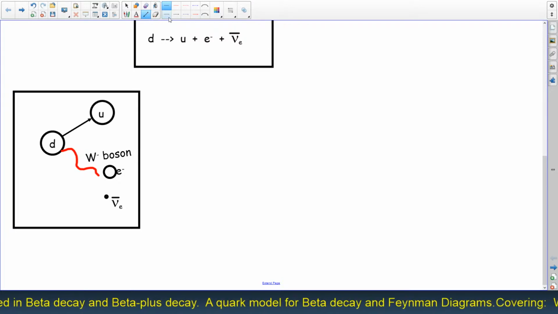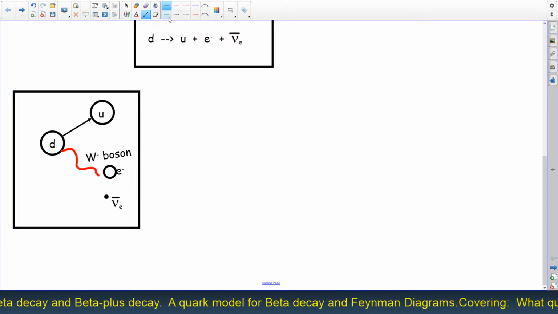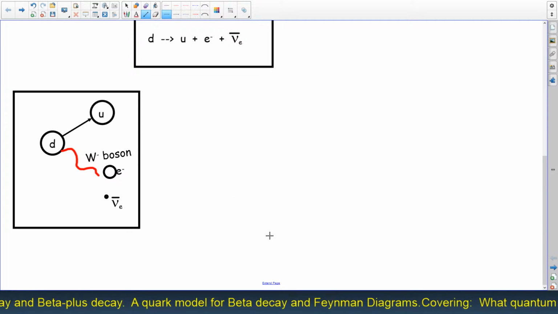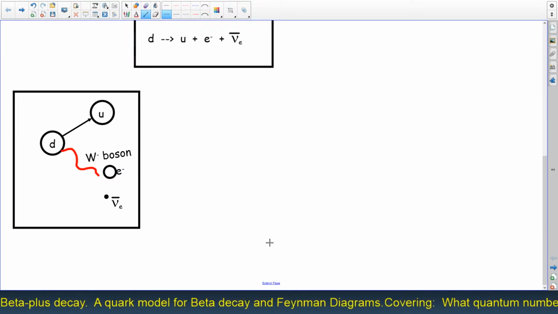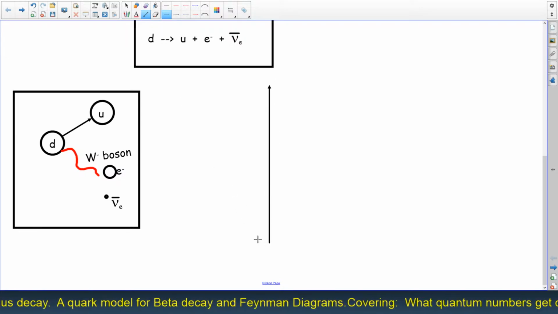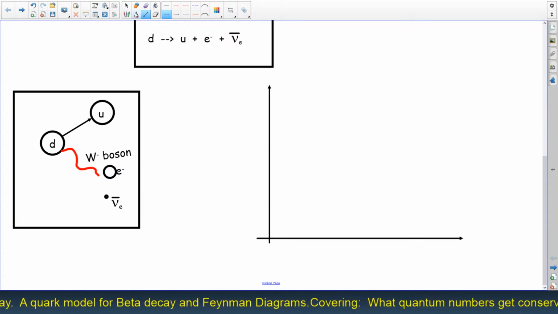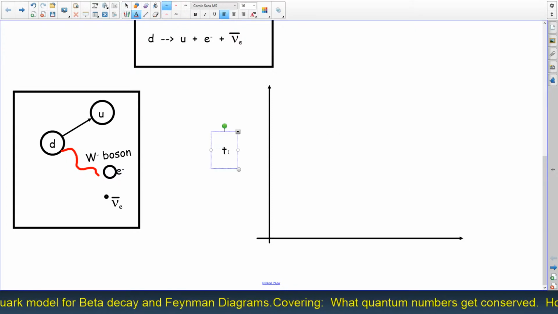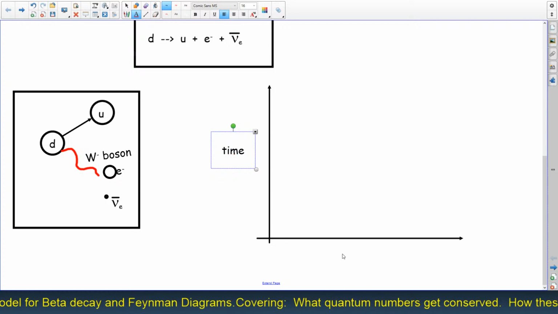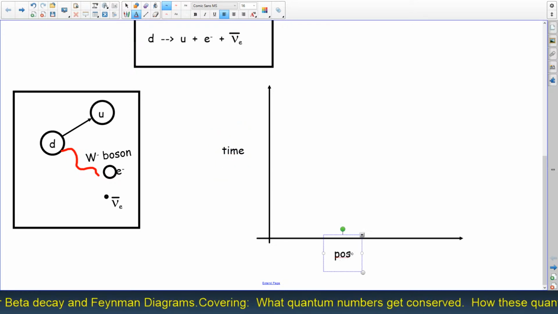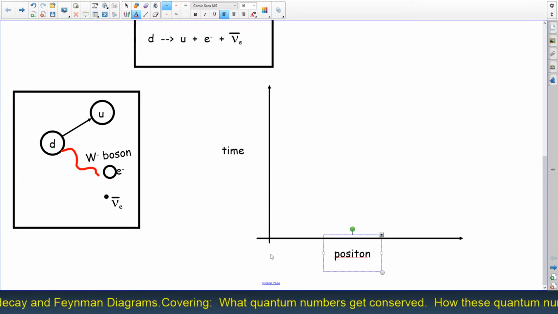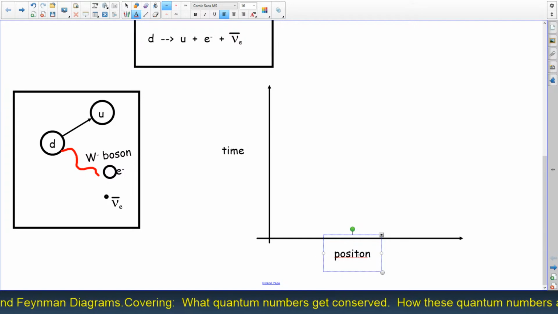Now, there are lots of different ways to draw Feynman diagrams. The way I'm going to introduce to you is what I think to be the simplest way, and it is a two-axis system. Okay, on the y-axis, we have time. On the x-axis, we have position.